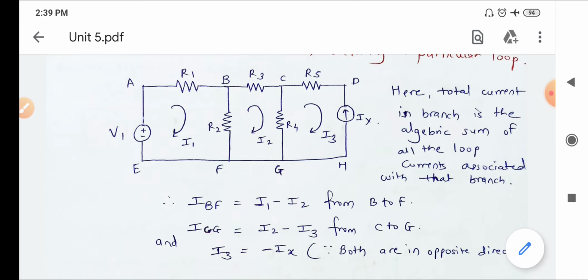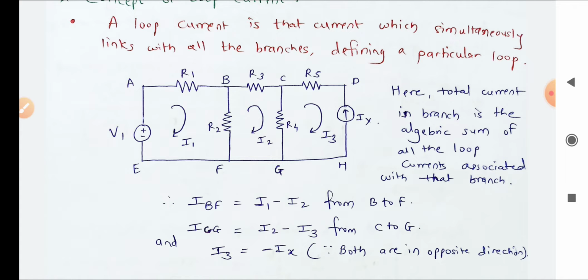And hence, if I want to find the current in BF, I am tracing the path from B to F, so it is I1 minus I2. Why is it I1 minus I2? Because I1 is the same as that of the traced path. And if I am considering branch CG, then for branch CG it is I2 minus I3. ICG is I2 minus I3.